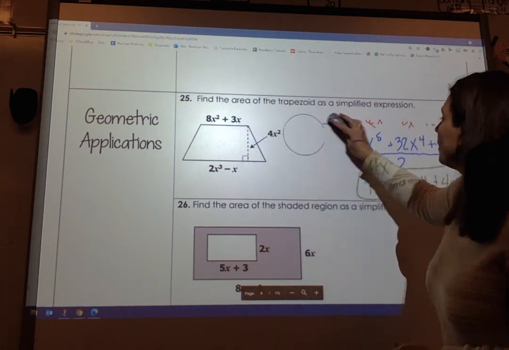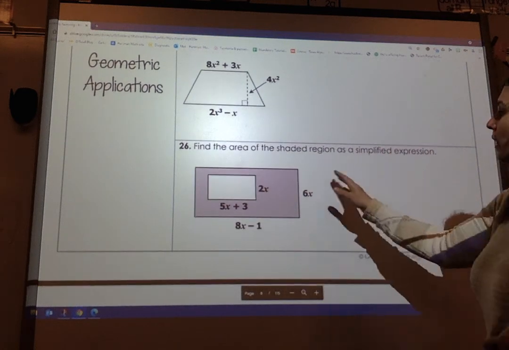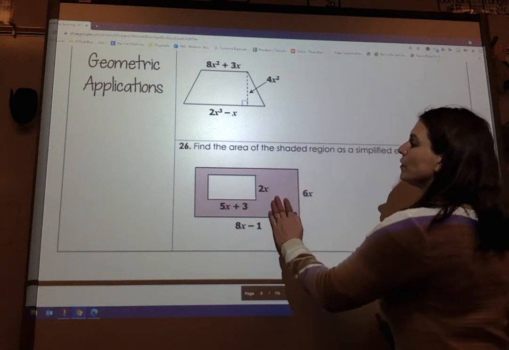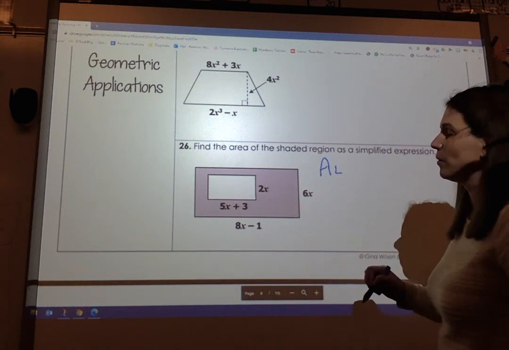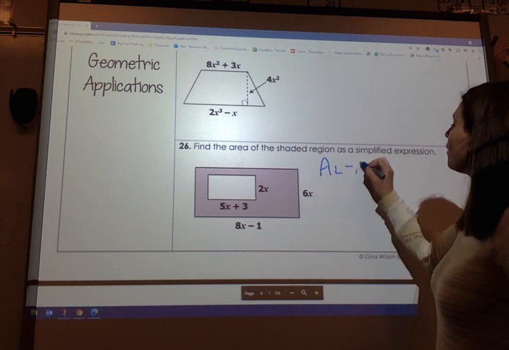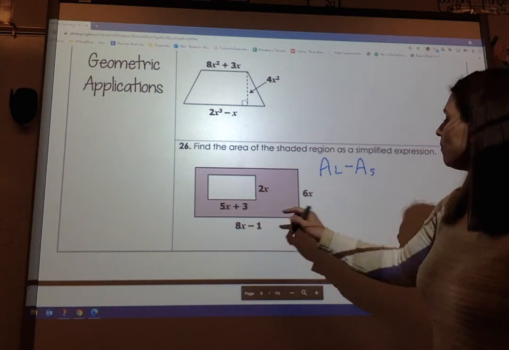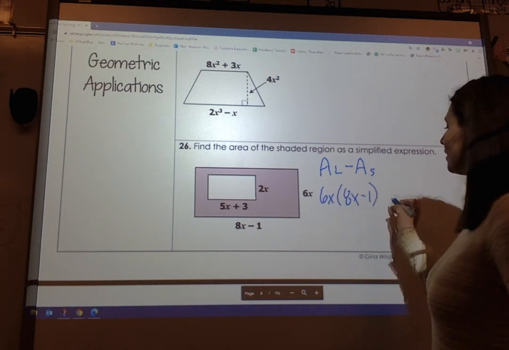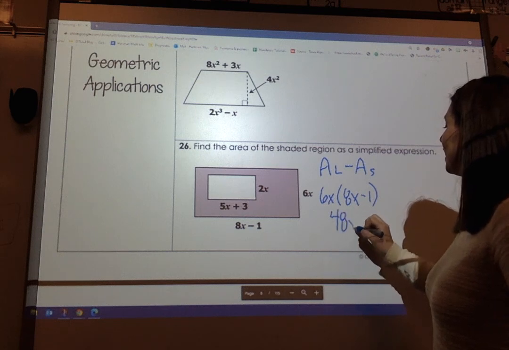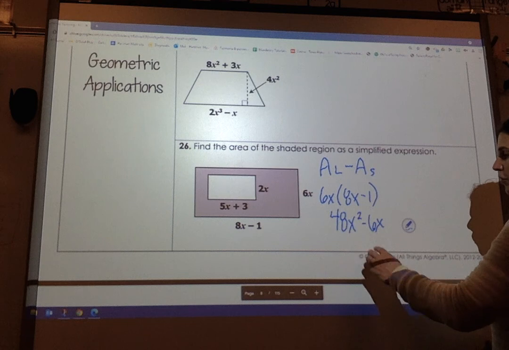Okay. Now, let's look at the area of the shaded region right here. So if you look at this, to find the area of the shaded region, you take the area of your large rectangle and you take out the area of your small. So that's it. So the area of my large is 6x times 8x minus 1. That's the area of my large. And it's 48x squared minus 6x right here when I distribute.